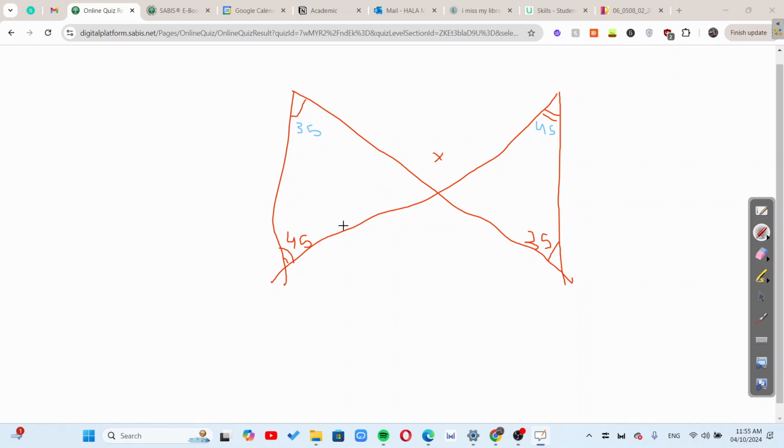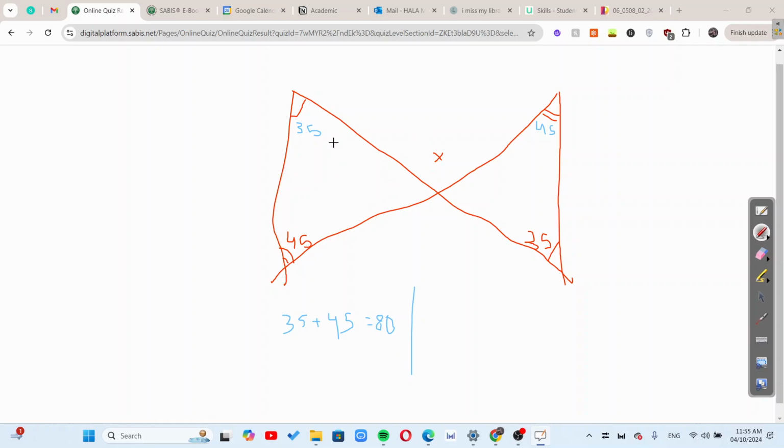This is an exterior angle of this triangle. So exterior angles of triangles are equal to the sum of the remote interior angles. So this angle is equal to 35 plus 45, which is equal to 80. And that's your answer. Another way you could have solved this, like this is way one.